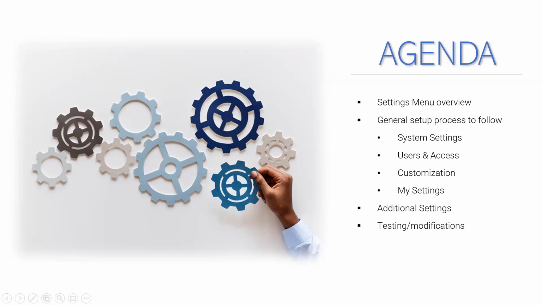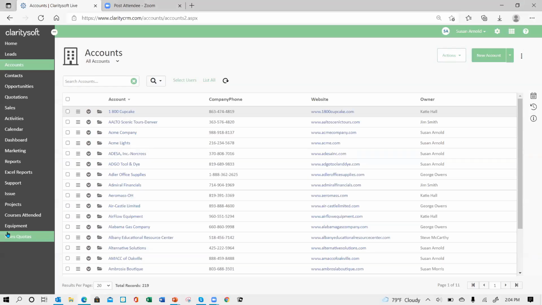Okay, so let me go to my database here. For those of you, I think most of you are pretty much started with ClaritySoft. But when you first log into ClaritySoft, it's pretty empty. You basically have two records in there for demo account 1 and 2, and you have basic fields of name, address, phone number for the company and everything else. So it's pretty plain vanilla.